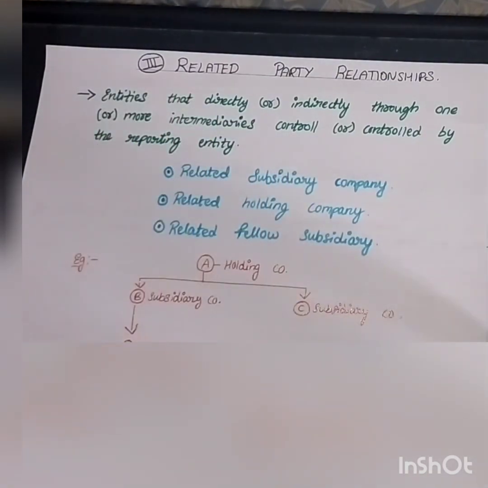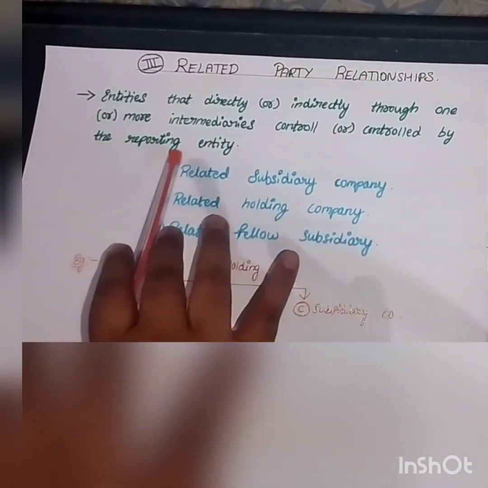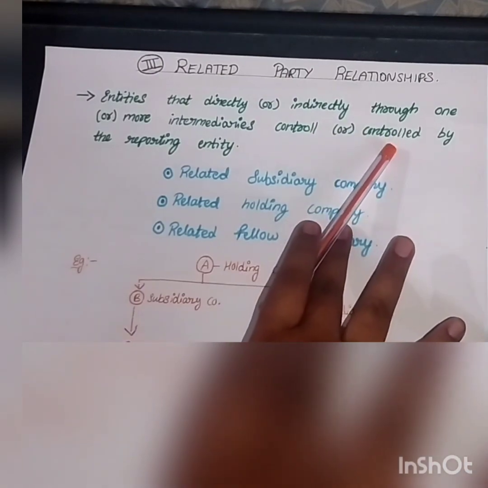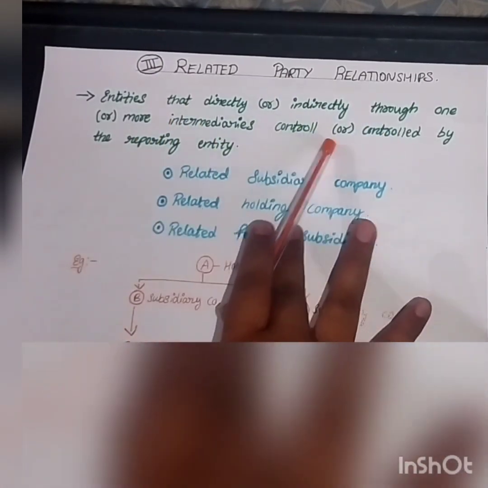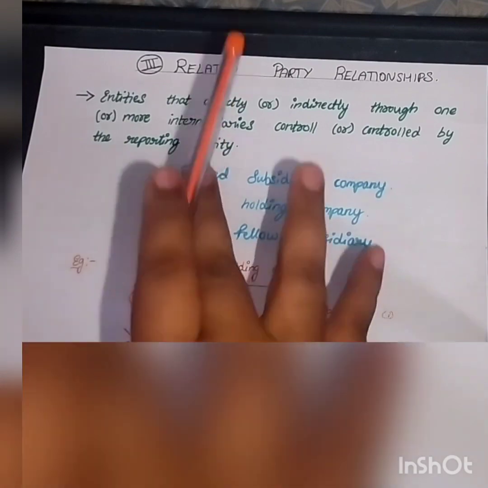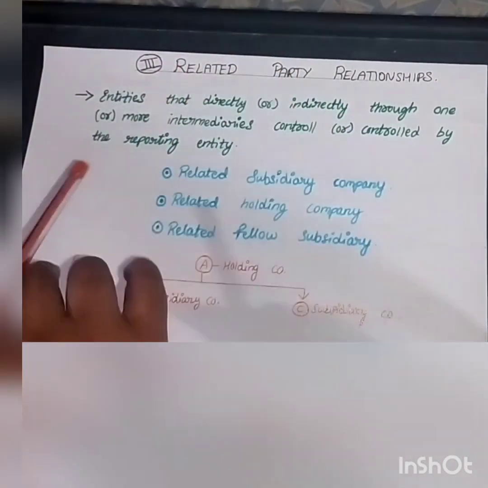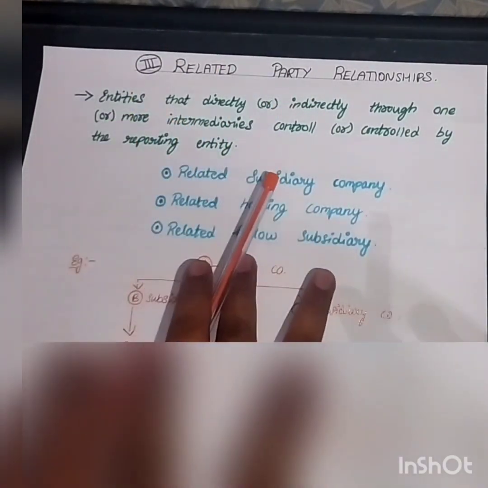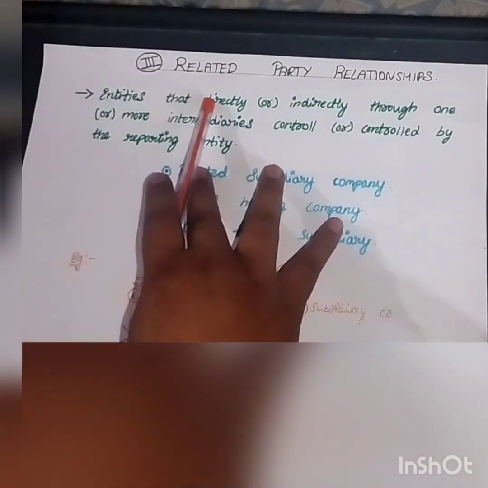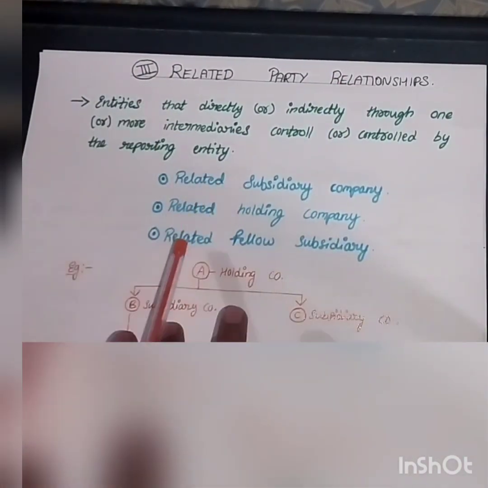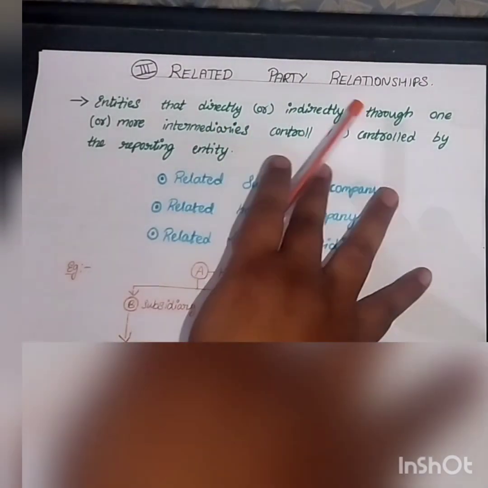Entities that directly or indirectly, through one or more intermediaries, control or are controlled by the reporting entity are called related party relationships. I repeat, entities that directly or indirectly, through one or more intermediaries, control or are controlled by the reporting entity. We will study this with an example, and it will be clear for you. This is the definition, or the explanation, regarding related party relationship. Clear?